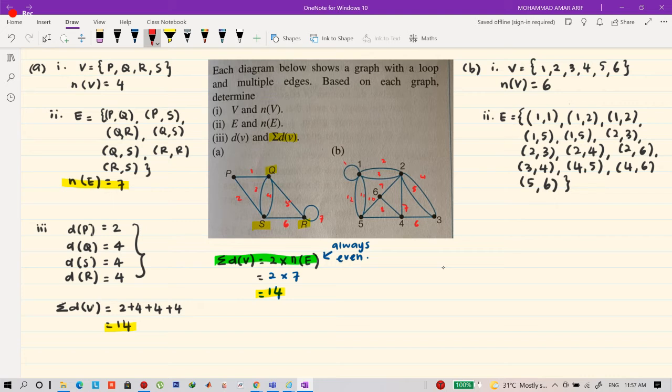So yes, this is another one, 13. Alright, so the number of edges is equal to 13. Okay, so for number 3, must use a pen, okay.